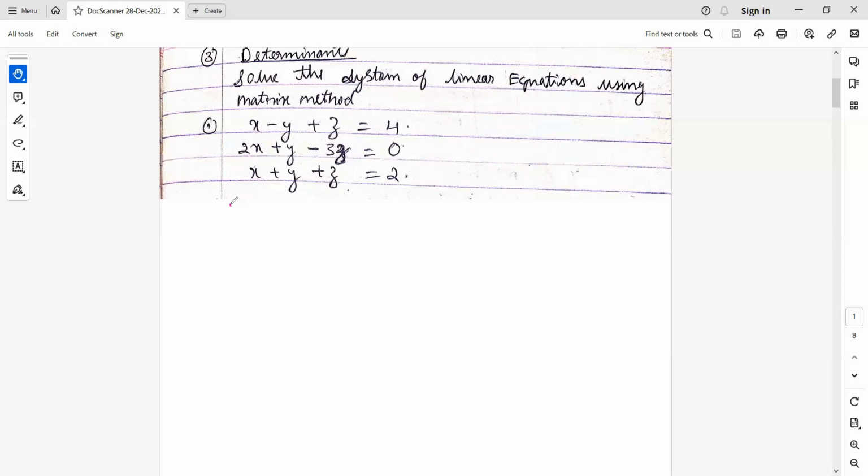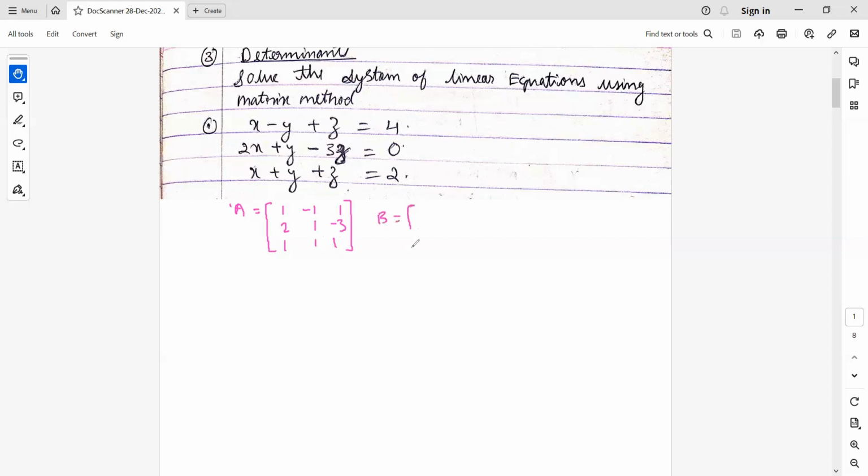The first step in the solution is to classify the matrices as A, B, and X. The matrix A will only consist of the coefficients of the three terms x, y, and z. In the first equation, the x coefficient is 1, the y coefficient is -1, and the z coefficient is also 1. Similarly, in the second equation, the coefficients are 2, 1, and -3. And in the last equation, it is 1, 1, and 1. So we have obtained matrix A.